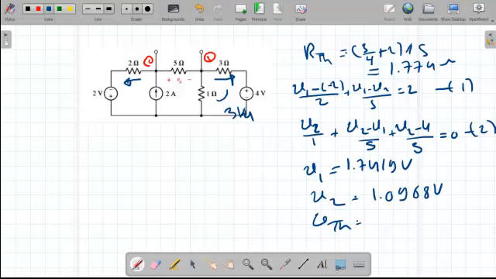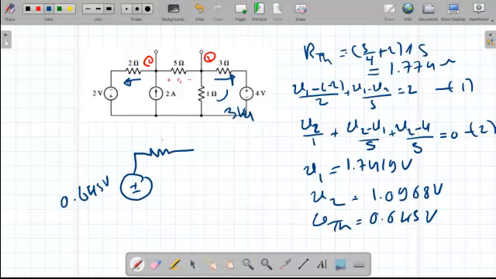So V Thevenin becomes 0.645 volt. So this is our V Thevenin, 0.645 volt. Our R Thevenin is 1.774 ohm. So we are done with question number 5. We go to question number 6.